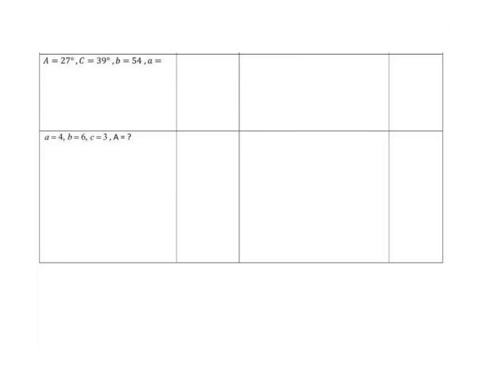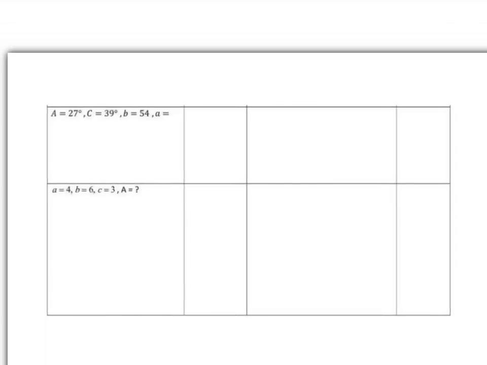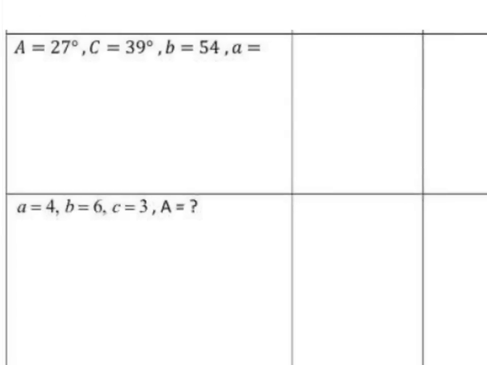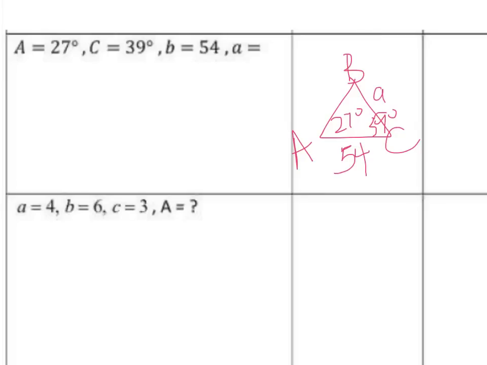Last part of the table. Again, draw your triangle so you know what you're dealing with. Angle A, angle B, angle C. Angle A is 27 degrees. Angle C is 39 degrees. You're given side B is 54, and you're looking for side A, which is right here.